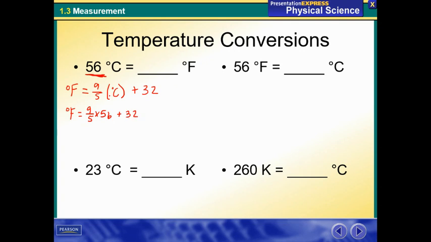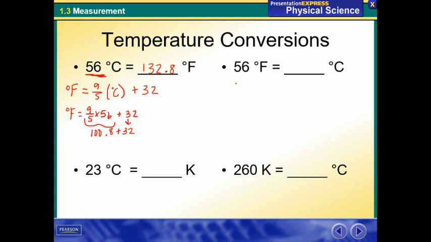According to PEMDAS, or our order of operations, we need to do our multiplication and division first because we have our parentheses right there. So this is the part that we are going to solve for first. If you see a 9 and a line 5, that just means 9 divided by 5, and then you are multiplying that by 56, and here you should get 100.8. Then we got to bring down our 32. We got to add our 32. When you add your 32, you get 132.8 as your answer.